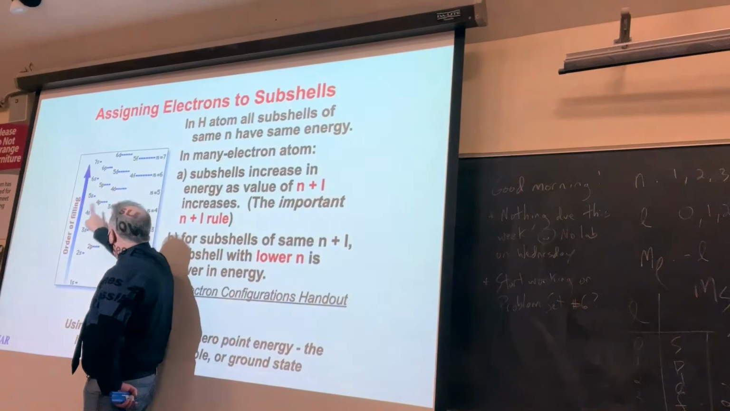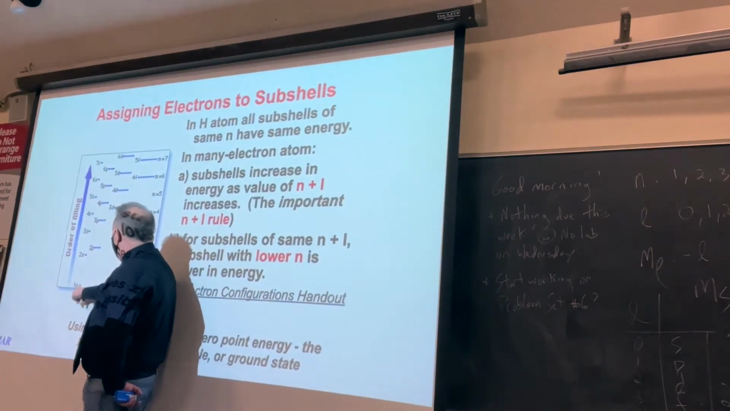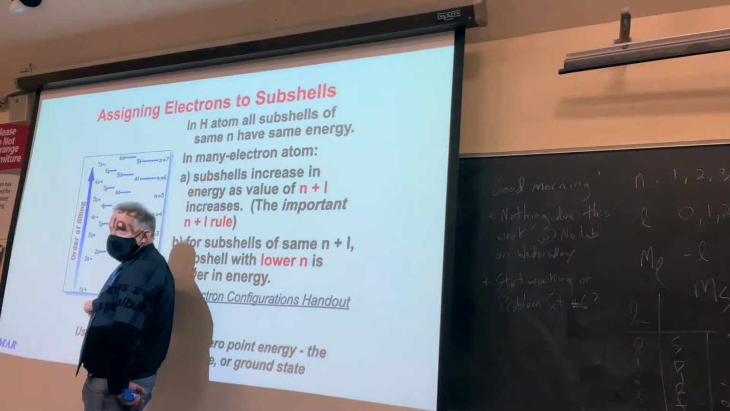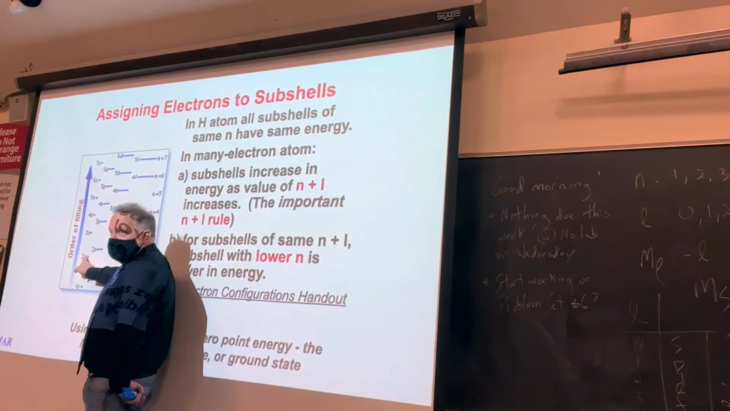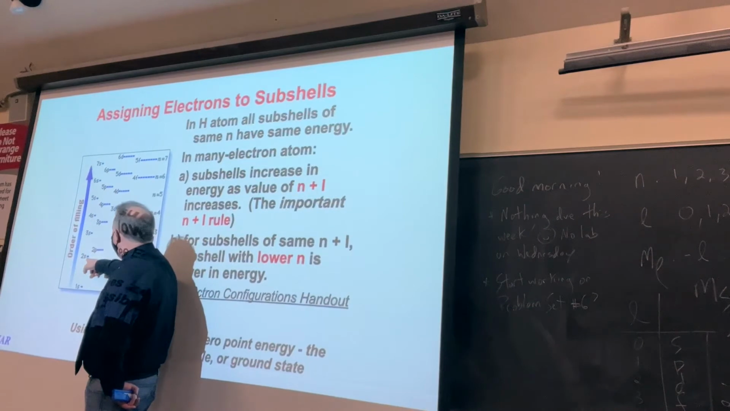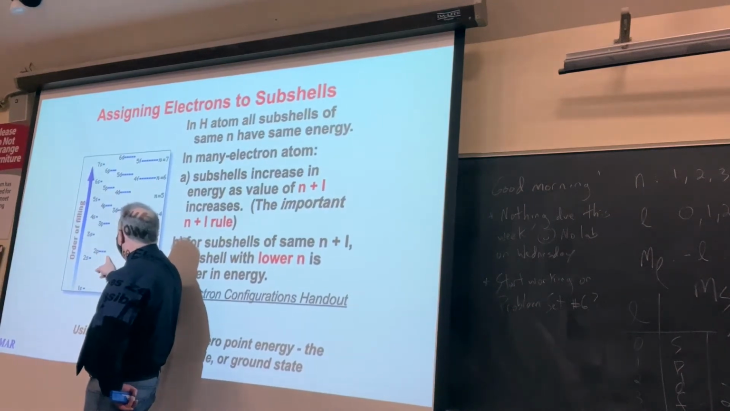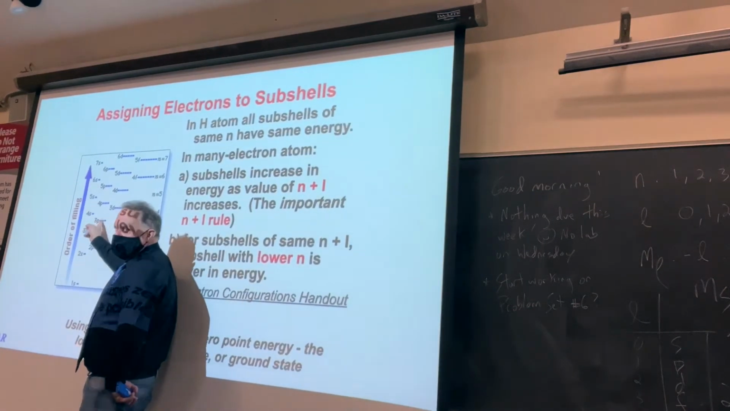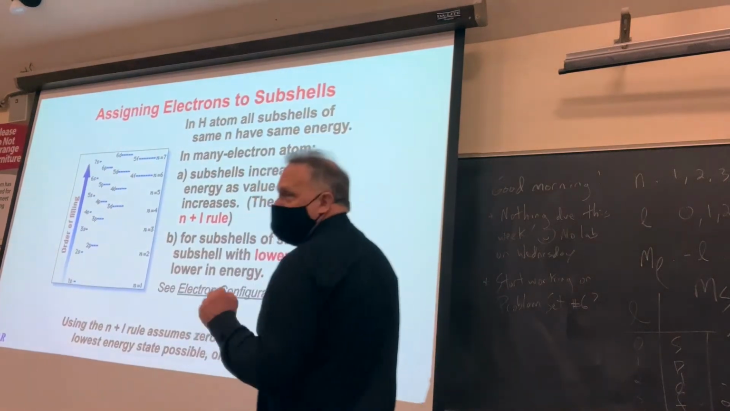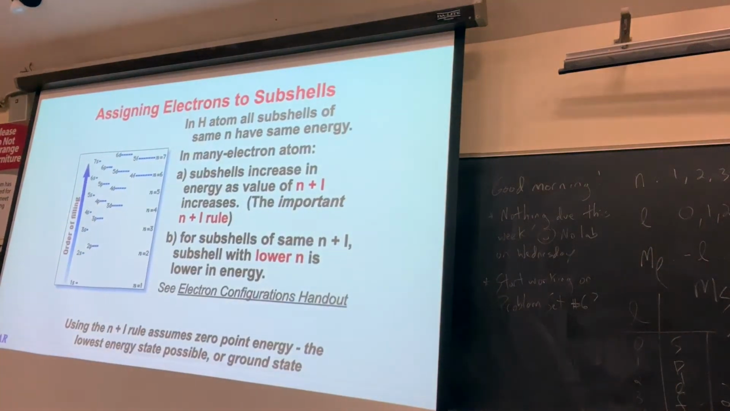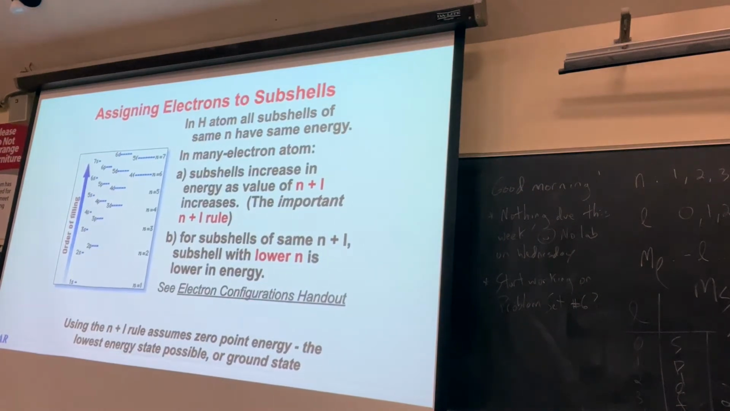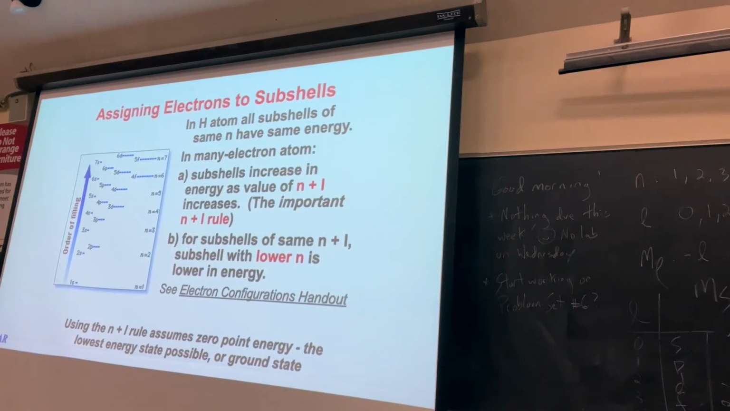So when you start putting electrons in atoms, they're going to go to 1s first, closest to the nucleus. 1s gets filled, the next one up is 2s. After 2s is filled, you go to 2p, and then 3s, 3p, et cetera, like that. It's all from the N plus L rule, which is so simple. It's weird to think about, but it really is that simple. Questions on that?